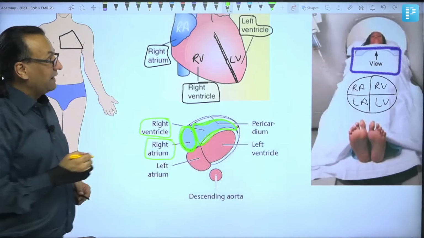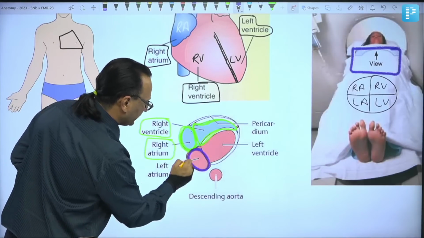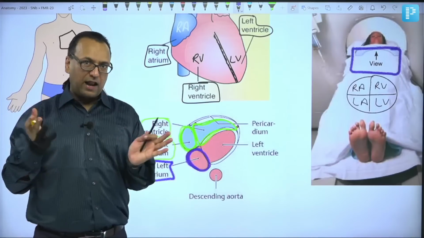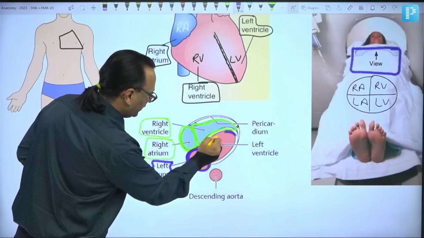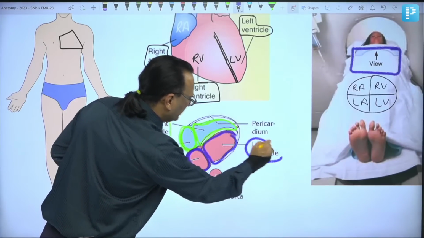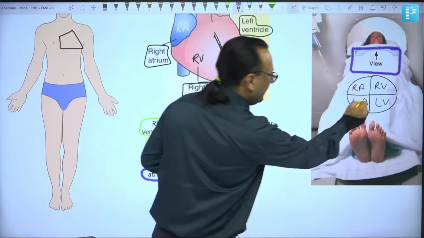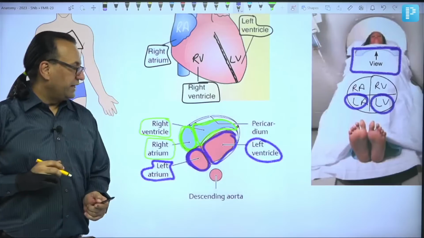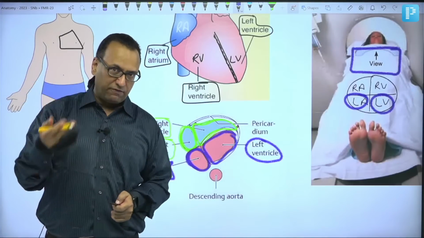What about the left-sided? We already have mentioned the left atrium is quite posterior, as you represent the entire heart in a transverse section, and of course this will be the left ventricle. So the left chambers, as you see, are slightly posterior, relatively posterior, left atrium and left ventricle. With that orientation, you can now move on to the diagram which was given to you.